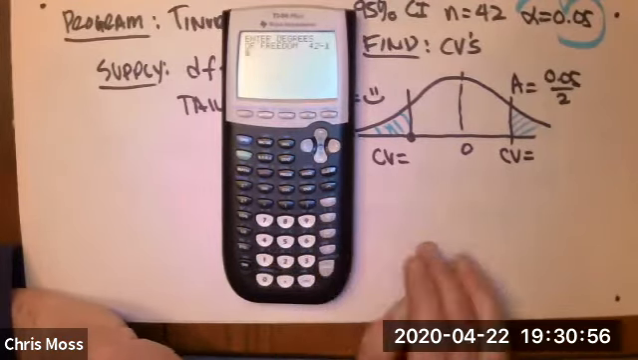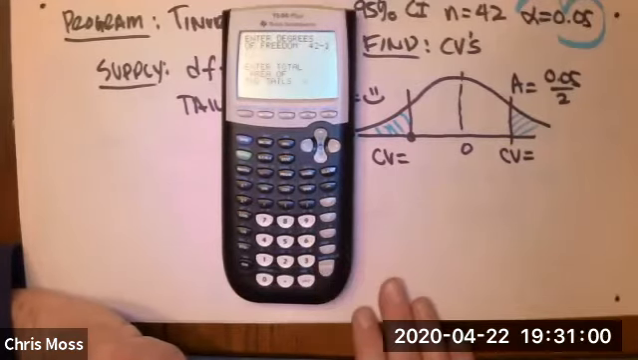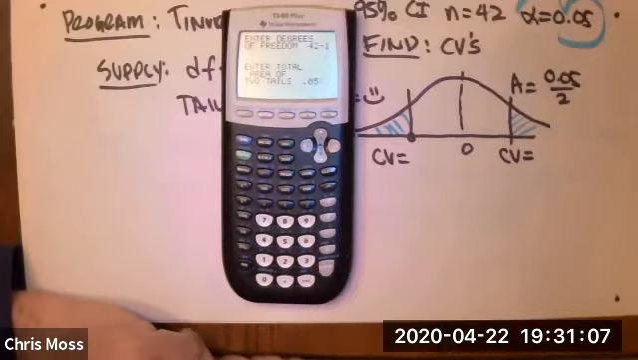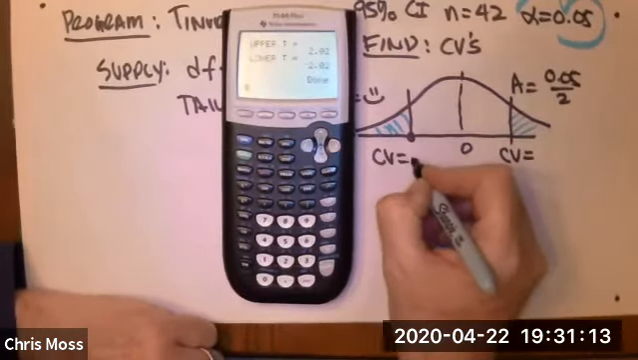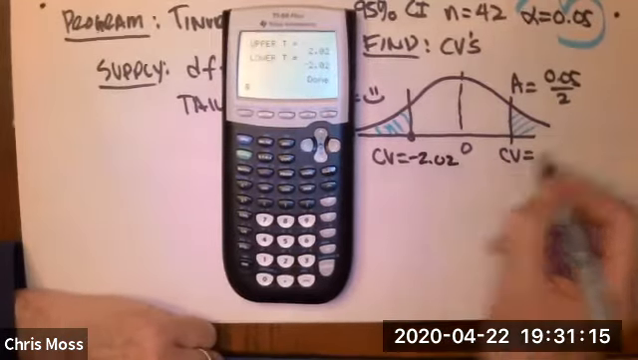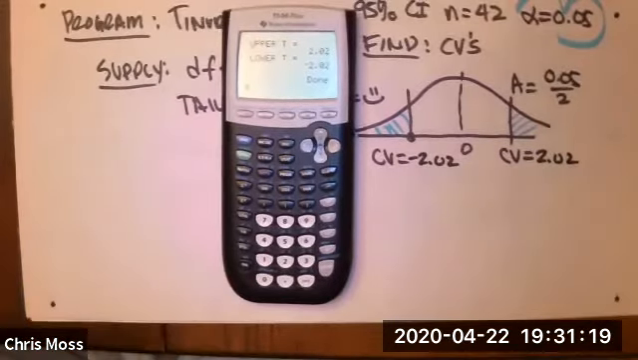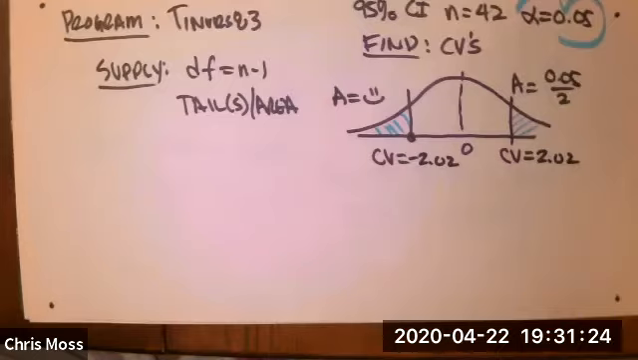You can actually make your calculator do the arithmetic for you. The total area of the 2 tails, that's my alpha, 0.05. That's what goes in. So I have 2 critical values. On the left, negative 2.02. On the right, 2.02 in the positive. So that takes care of finding critical values if I'm going to use my program.